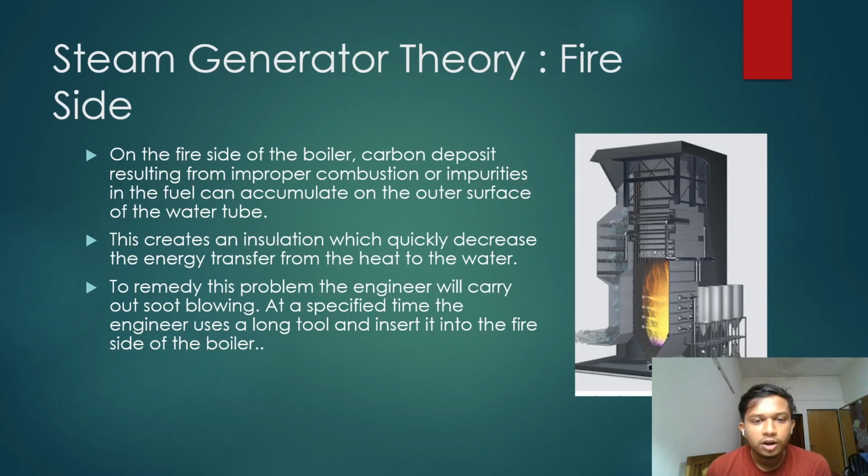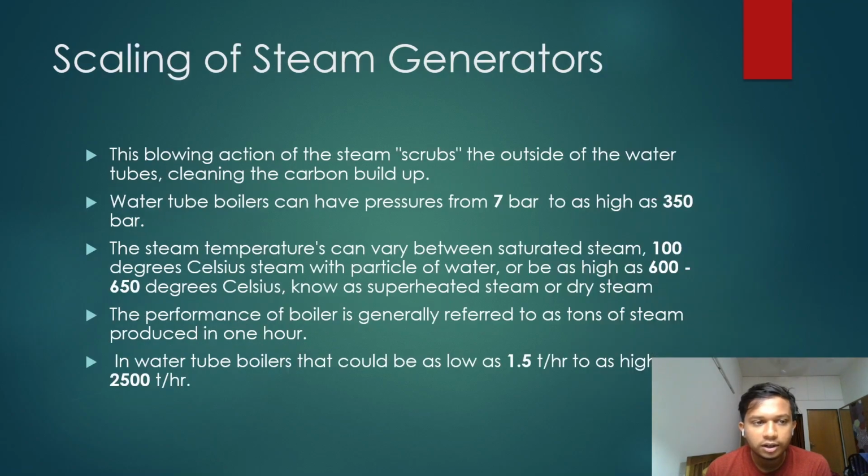On the fire side of the boiler, carbon deposit resulting from improper combustion or impurities in the fuel can accumulate on the outer surface of the water tube. This creates an insulation which quickly decreases the energy transfer from the heat to the water. To remedy this problem, the engineer will carry out soot blowing at a specific time. The engineer uses a long tool and inserts it into the fire side of the boiler. Scaling of steam generators. This blowing action of the steam scrubs the outside of the water tubes, cleaning the carbon buildup.